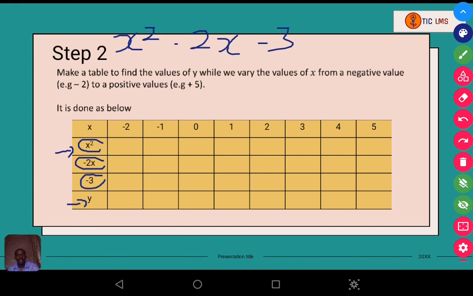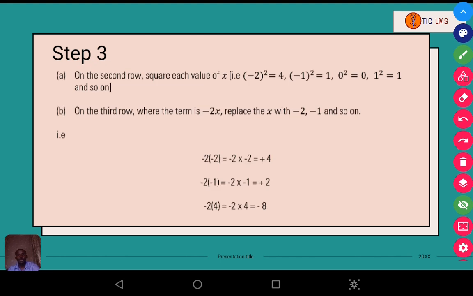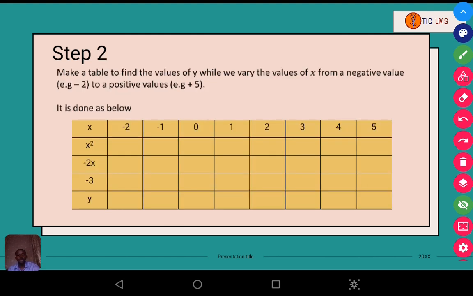Okay? Now, after that has been done, the next step says that on the second row, square each value of x. Okay? Now, let's go to the table. Here you have x squared. So you consider that this is your x. x squared is -2 multiplied by -2. And so you have +4. Alright? And then here you have +1. Now we're going to see more on that shortly.